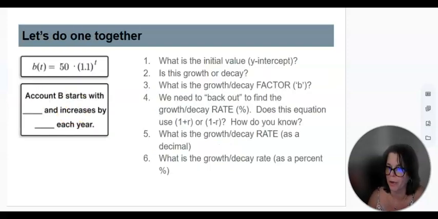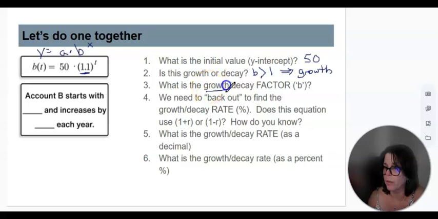Let's do one more together. So we're given the equation here. Our initial value, remember, is our A. And so I can see that that is 50. Is this growth or decay? Well, I have to look at B, and I see that B is 1.1. B is greater than 1, which tells me that this is growth. What is the growth factor, the value of B? We can see that that is 1.1.